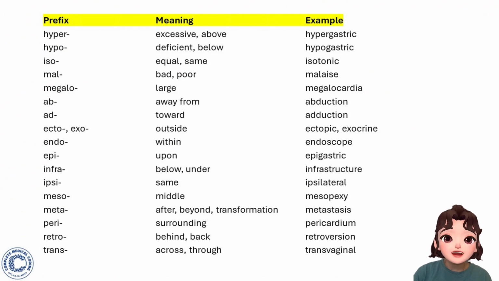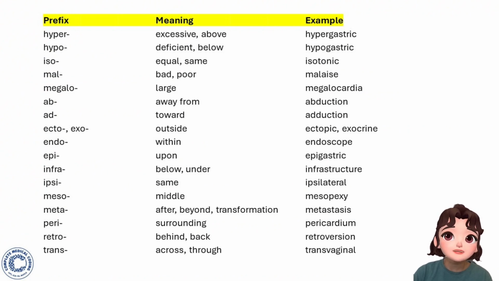Ab, starting with AB, means away from. Abduction. Starting with AD, adduction means towards. Ecto, this is also important. Ectropion, endropion, all these you will get while coding ophthalmological terminologies. Ectropion, all those terms. Okay. So exo means outside. Ectopic, exocrine. Endo means within. Endoscope.